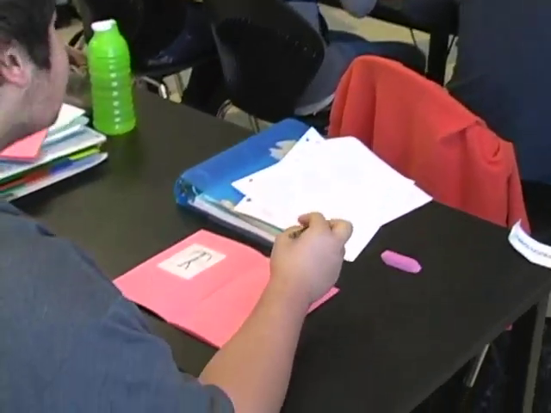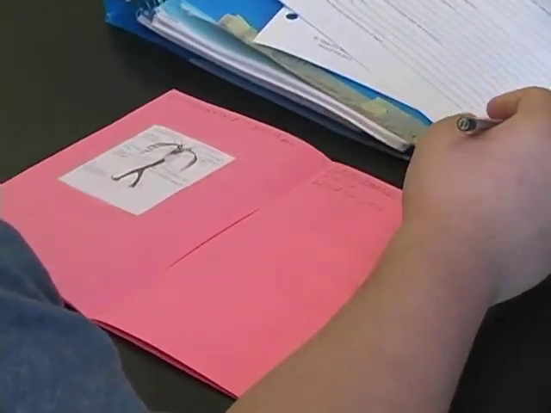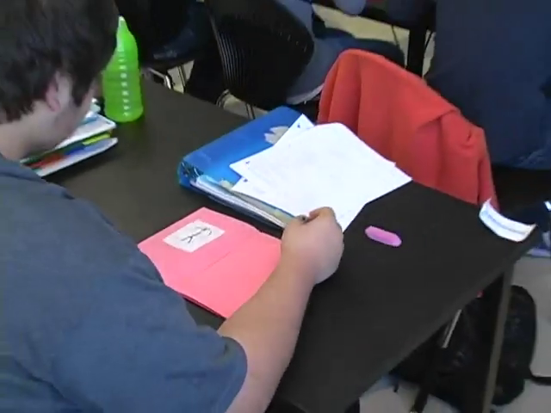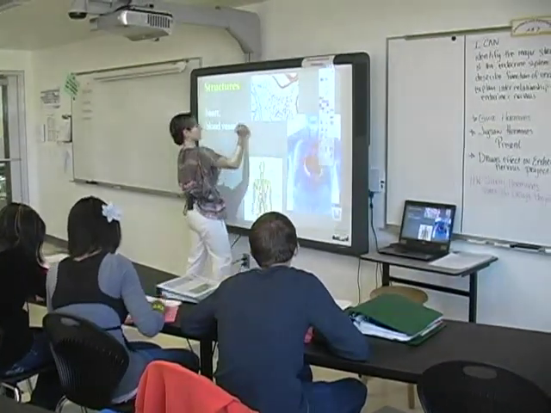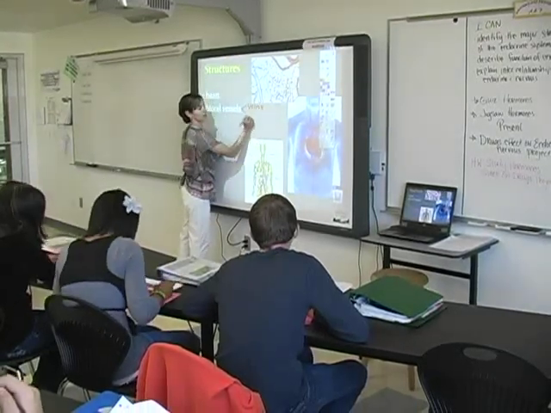Blood vessels. What do you think? Blood vessels. What do they look like? Veins. Yeah, veins and arteries are both blood vessels. Very nice. Okay, so let's start with this. First of all, we have two types of blood vessels. We have veins and we have arteries.